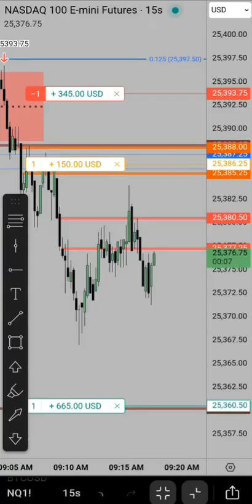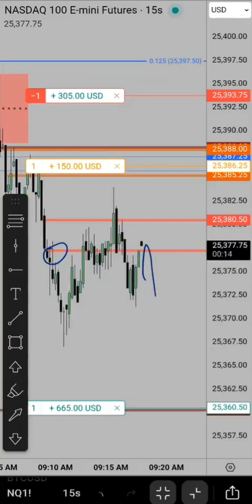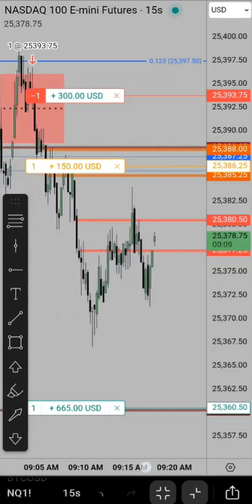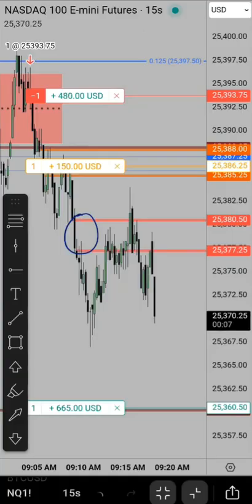Okay, retesting the fair value gap low in here. It needs to get real heavy here. Admittedly, I don't like that. I prefer that. See what the body is? It's in the lower half of that gap.